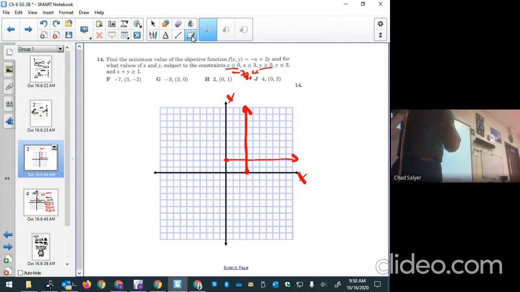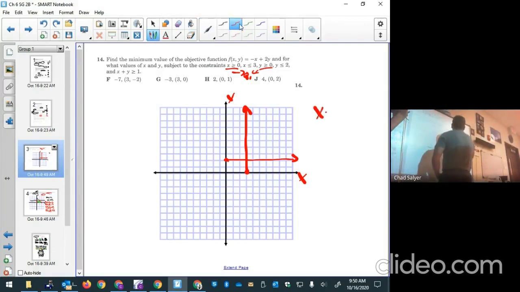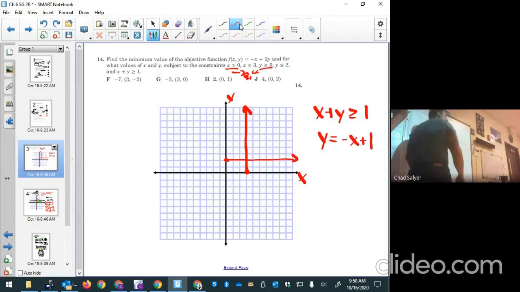And x plus y greater than or equal to 1. So that means y equals negative x plus 1.